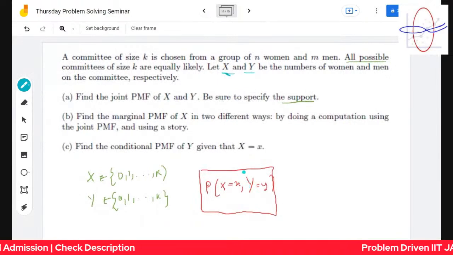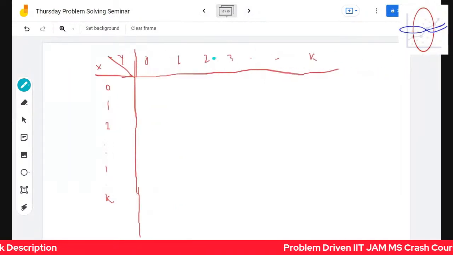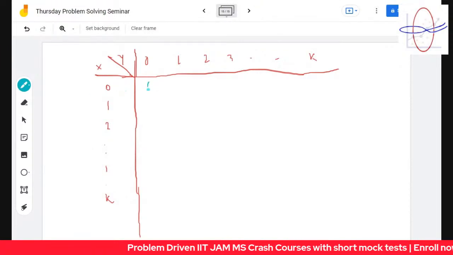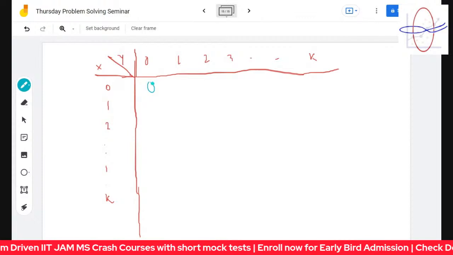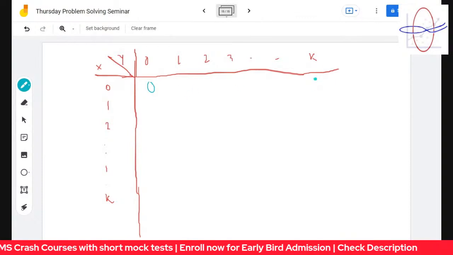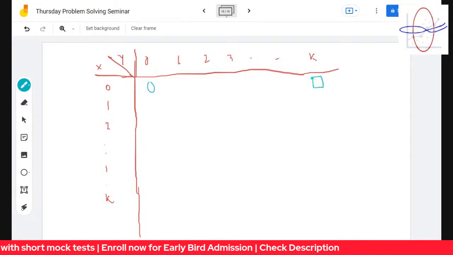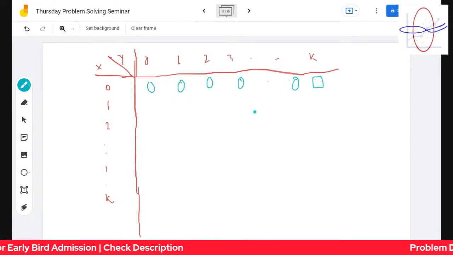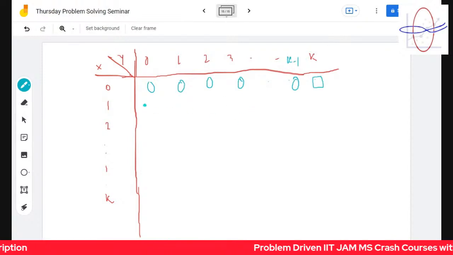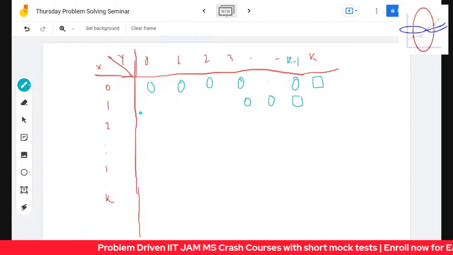Okay, so x plus small y must be equal to k. That's the important relationship. So if x is 0 over here, this cannot happen. The only possibility is this one here. All else will be 0. Say it's k minus 1. If x is equal to 1, y must be equal to k. So the only possibility is here. All else are 0.